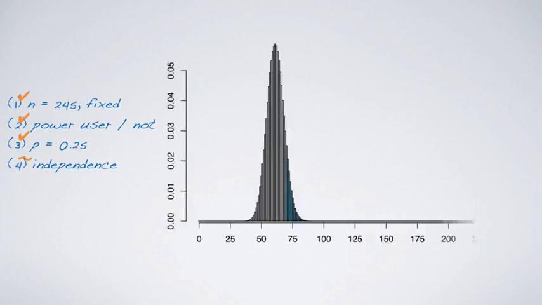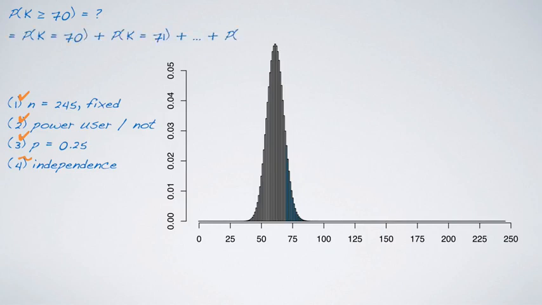This is what the binomial distribution with n equal to 245 and p equal to 0.25 looks like. And we're interested in the probability of 70 or more successes, meaning 70 or more power user friends among 245. What does that mean? That's 70 or 71 or 72 all the way up to 245. So what we're interested in is the sum of probabilities of each one of these outcomes, 70 through 245.